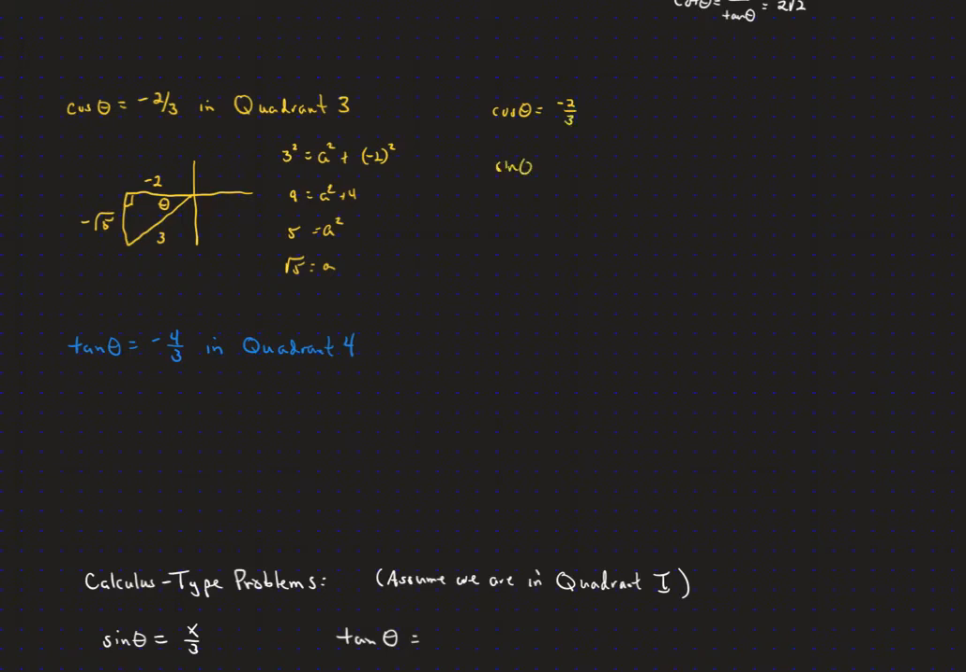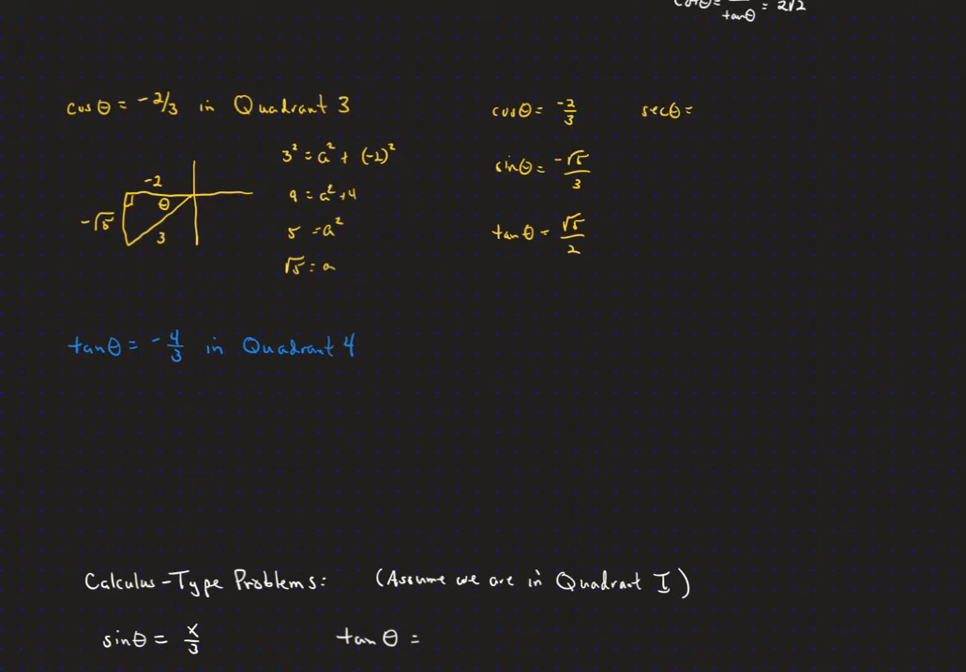So the sine of theta is going to be opposite over hypotenuse. That's going to be negative square root of 5 over 3. The tangent of theta is going to be opposite over adjacent. So that's going to be negative square root of 5 over -2. The two negatives will cancel, so we'll get square root of 5 over 2. Now we can get the reciprocals.